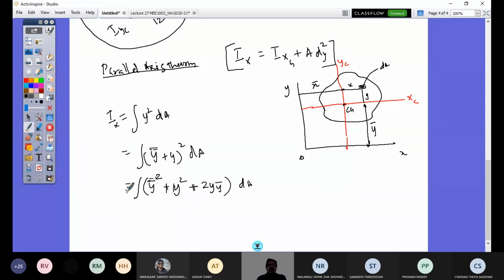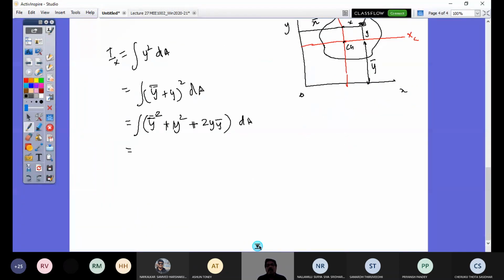Yeah. So now let me just split these terms. It is going to be integral y bar square dA, plus integral y square dA, plus 2 integral y bar y dA, where 2 y bar is constant.